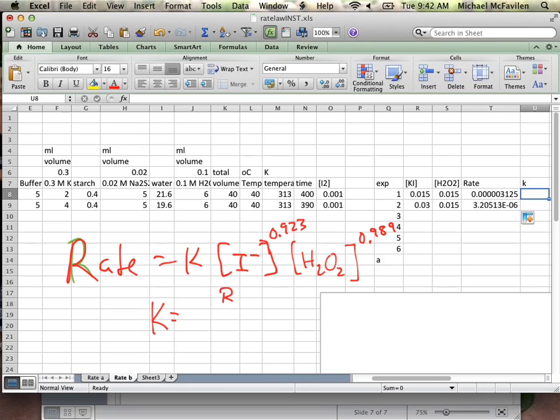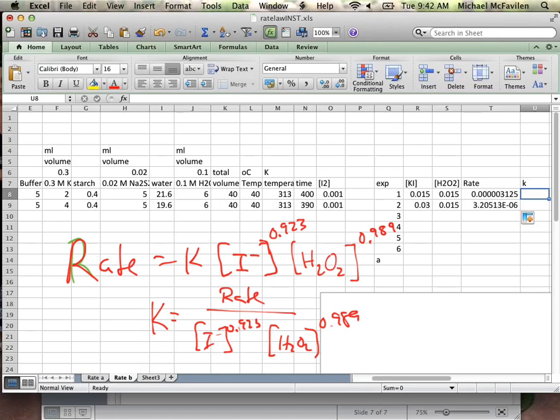K equals rate divided by I minus to the 0.923 times H2O2 to the 0.989. That's our formula. We would now have to enter that into Excel for our rate constant. Okay? I noticed a couple groups trying to go through and enter this in Excel. An experienced group, someone that actually knew how to use Excel already, failed to enter this formula correctly.